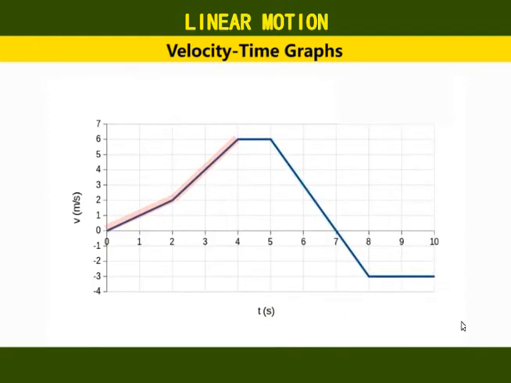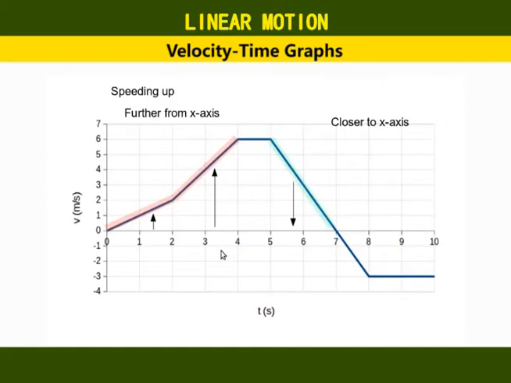Now, important to note from this graph is that if you are moving away from the reference point, then you are accelerating or speeding up. Whenever you are moving closer to the axis, you are decelerating or slowing down. So what about this section? Well, you are moving away from the reference point, and this means you are speeding up, just in the opposite direction.